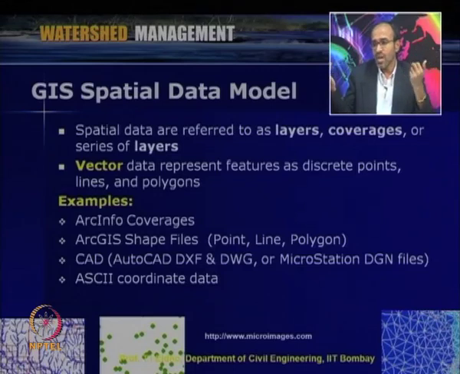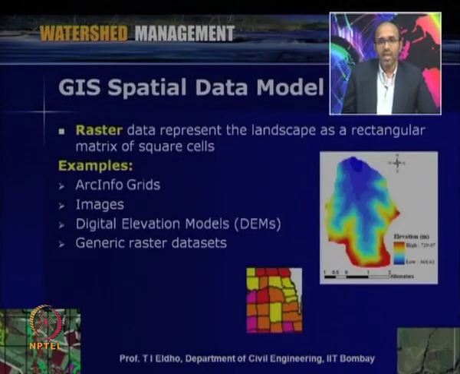So raster is grid based and vector is either point based or lines or polygons. Vector data represents features as discrete points, lines and polygons. So say, for example, ArcInfo coverages, which we can utilize to represent lines, points or polygons. Then ArcGIS shapefiles can be used for point, line or polygon. And then CAD, say AutoCAD DXF or DWG or MicroStation DGN files. Then ASCII coordinate data can be used to represent points or lines. So like that, various spatial data modeling can be done within the GIS environment.